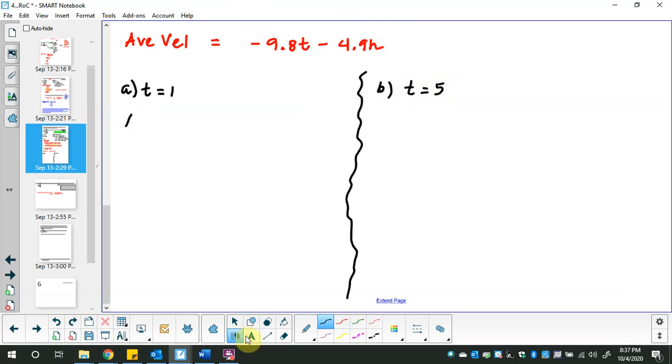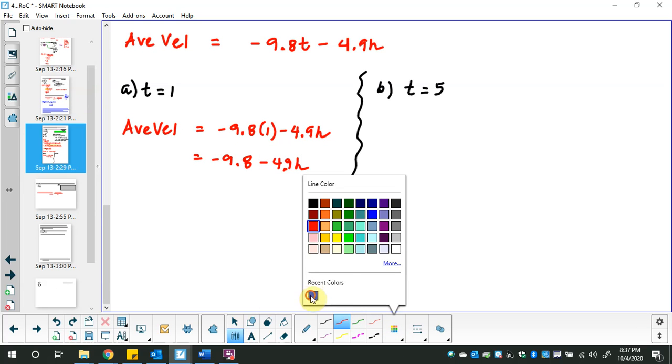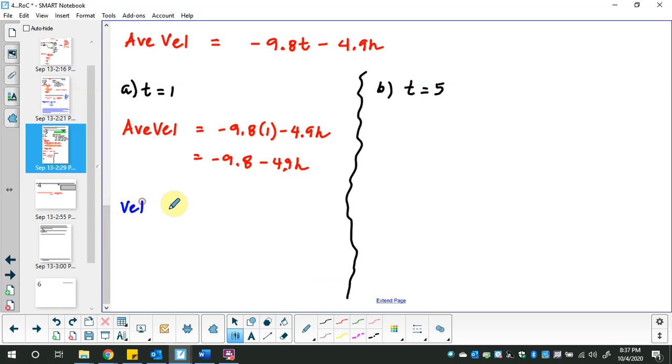So average, I should probably stick with red. Average velocity for T equals 1 is that amount, which I can then flip to blue and do straight up velocity. I don't have time or hand cramp ability for the word instantaneous here. I've got a lot more to come.